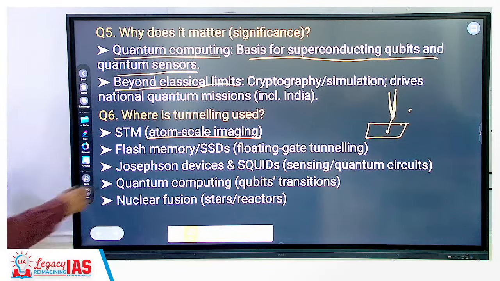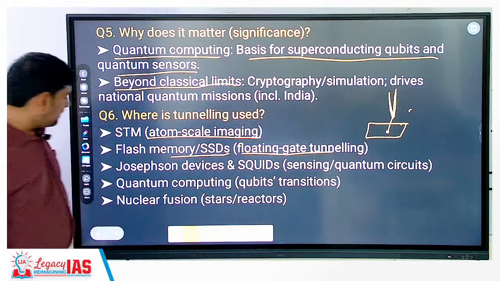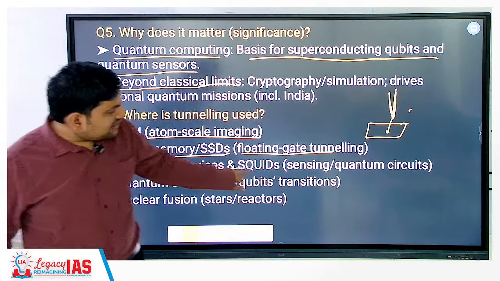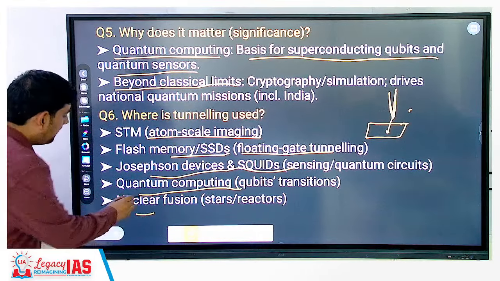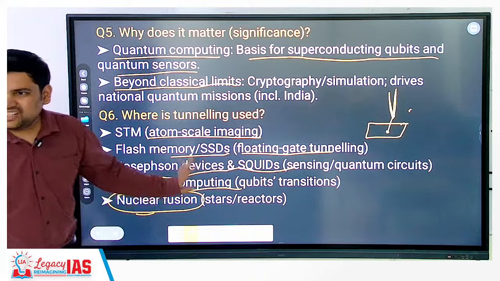Then flash memory or SSD cards, this you have already understood. Then Josephson devices and SQUIDs. Then quantum computing qubits, this is fine. Now nuclear fusion, this you understand. All these names are fine.